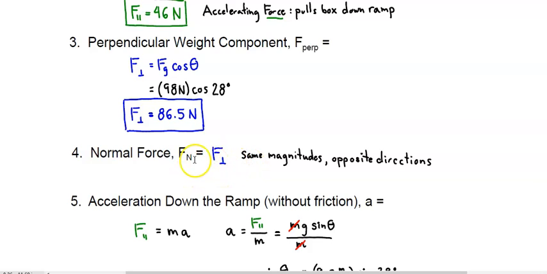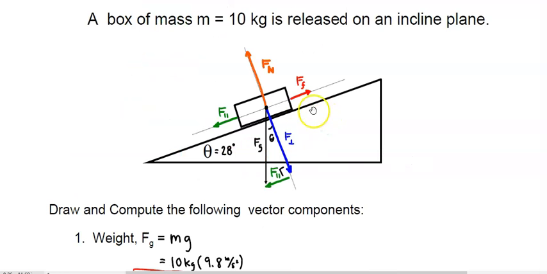And this is the vector that holds the box up or keeps it from falling through the surface of the ramp. So a portion of the weight, the blue vector's perpendicular component, really would like to pull this box through the ramp, but the ramp resists it and pushes against it with a force equal and opposite to it, which is the orange normal force. So whatever the value for F perpendicular is, that is the value of the magnitude of the normal force, except it is in the opposite direction.